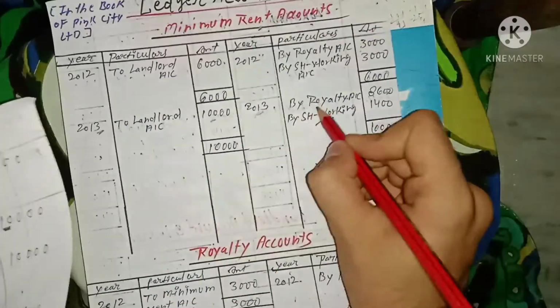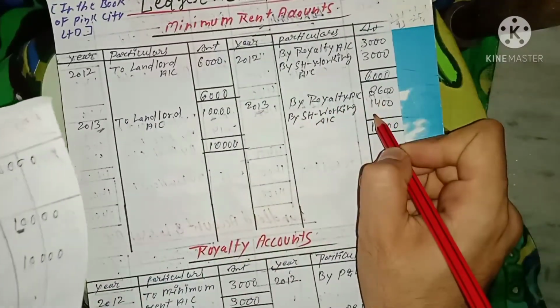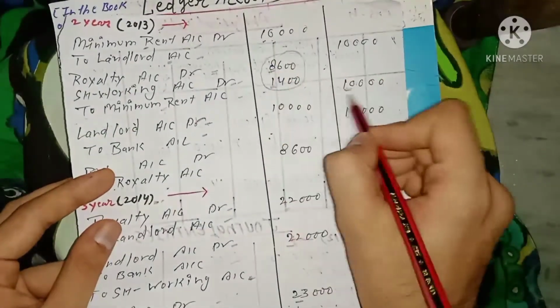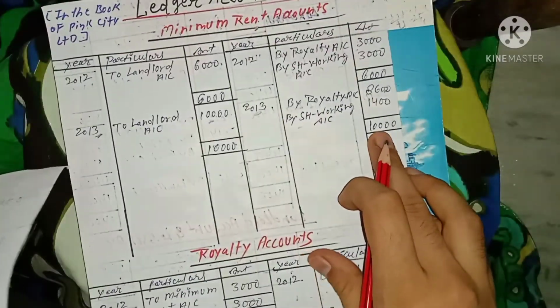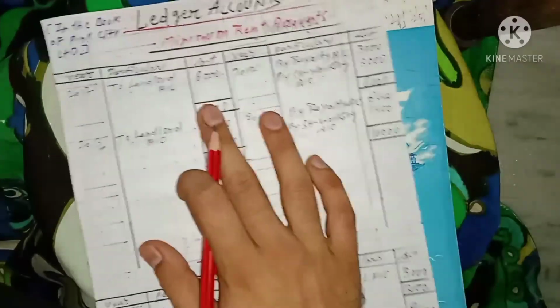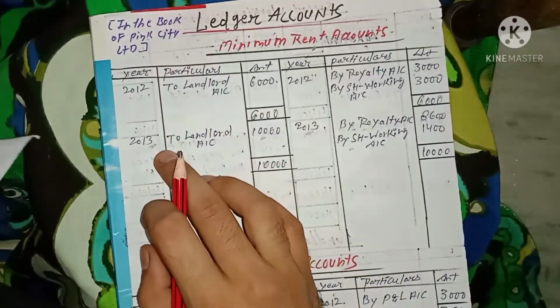Okay, in the year of 2013, by royalty and by short working, 8,600 and 1,600. Here you can see 8,600 and 1,600 amount. Here you can see it has been matched. 10,000, 10,000, 6,000, 6,000 in the year of 2012 and in the year of 2013.